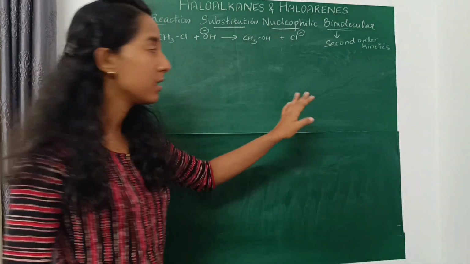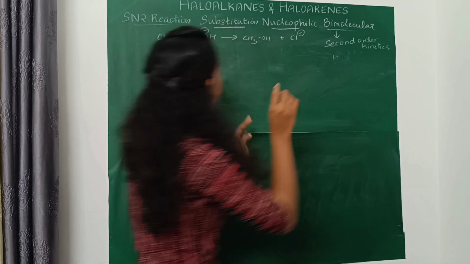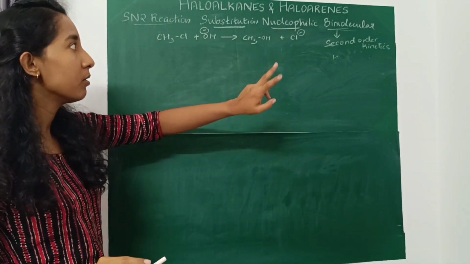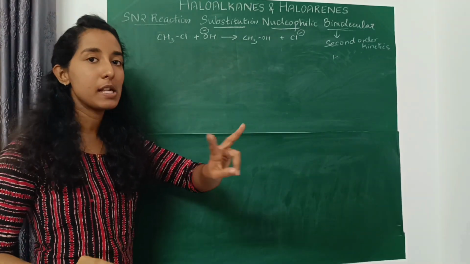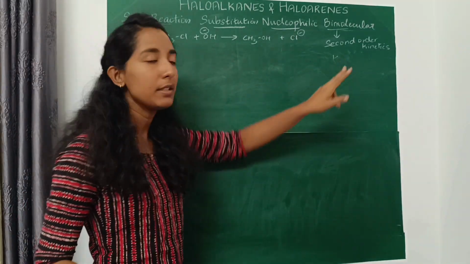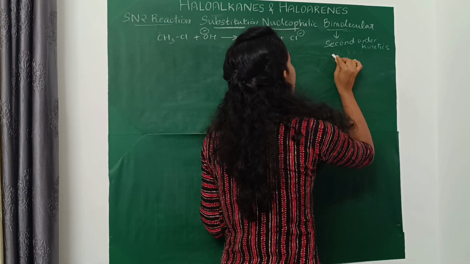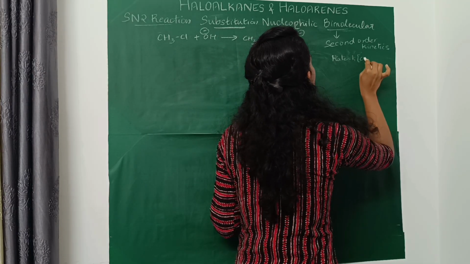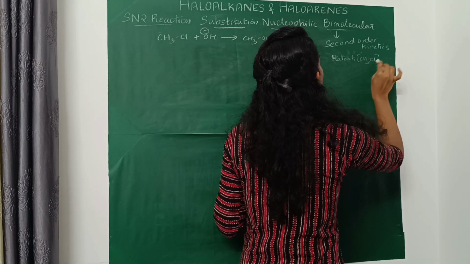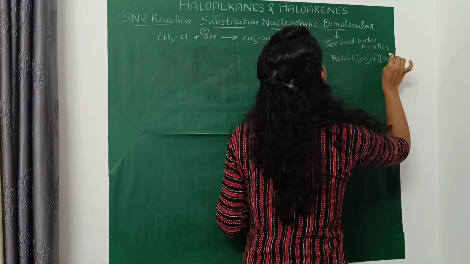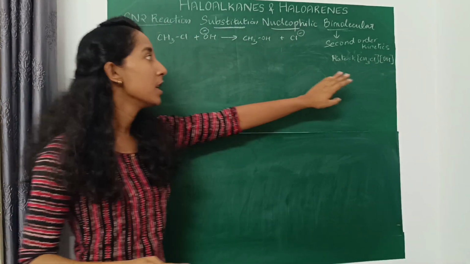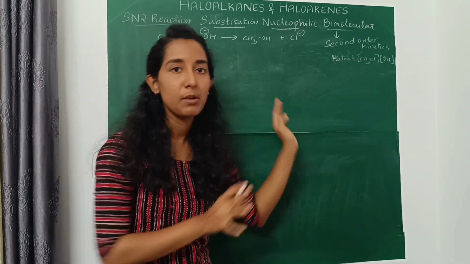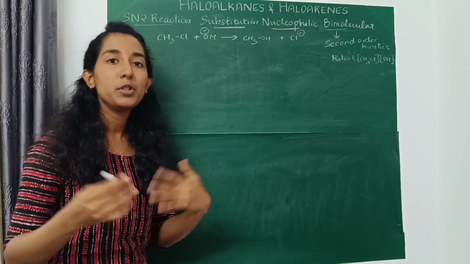When you write the rate, it depends on the concentration of the alkyl halide as well as the concentration of the nucleophile. It depends on the concentration of both the alkyl halide and the nucleophile. That is the reason it is called bimolecular and follows second order kinetics. This is how you write the rate expression. We will be dealing with all this in the chemical kinetics chapter. Right now you just have to know this is how it is written. And then let's move into the mechanism.